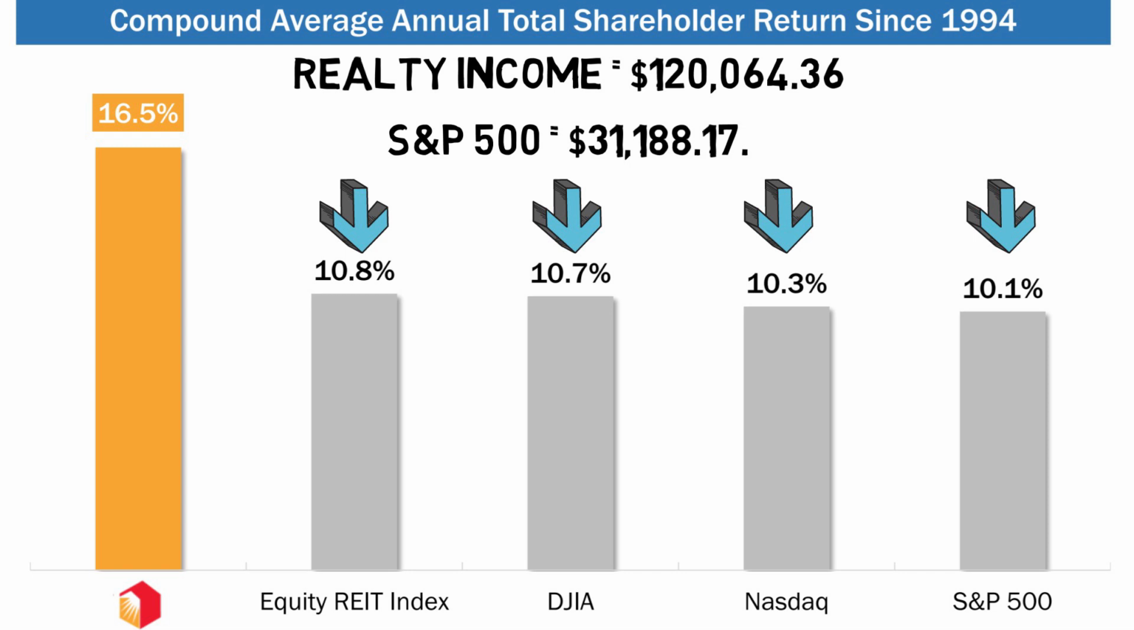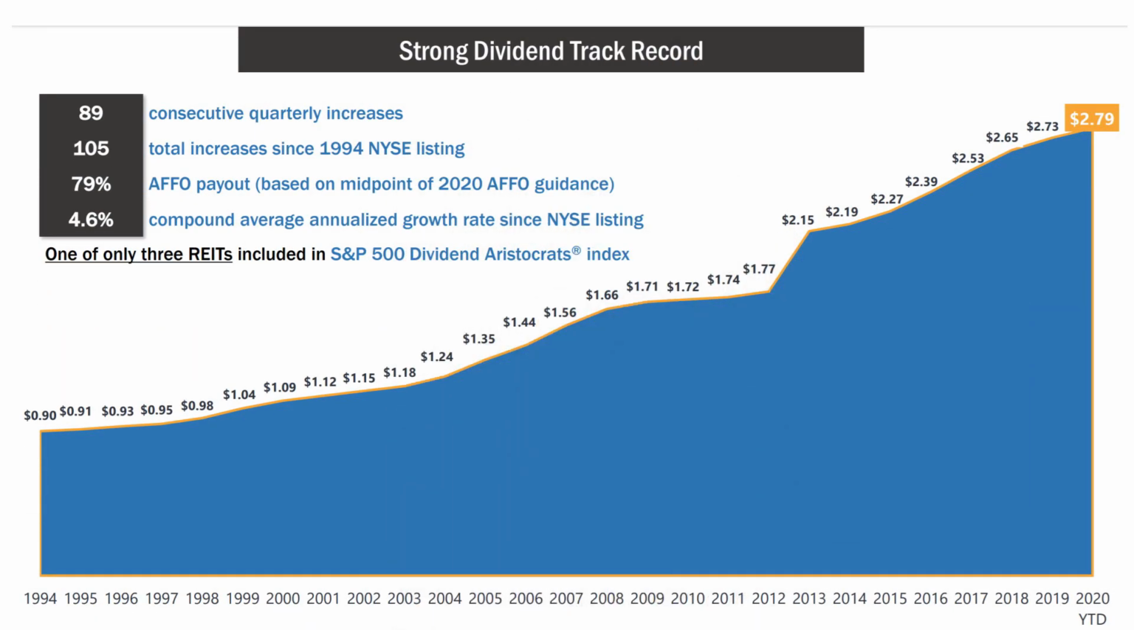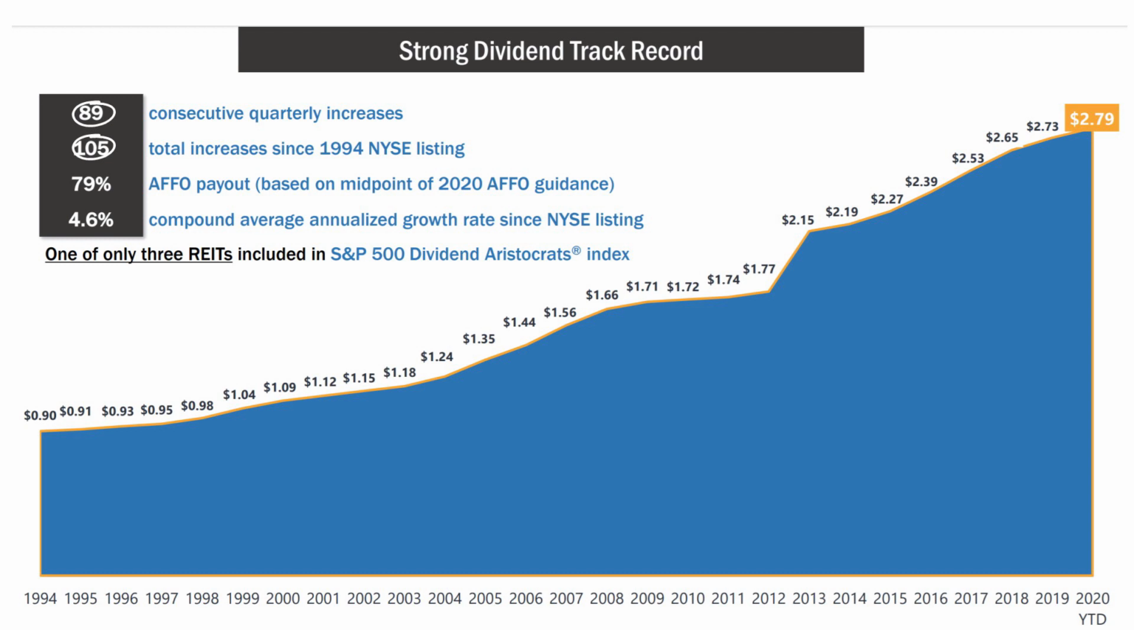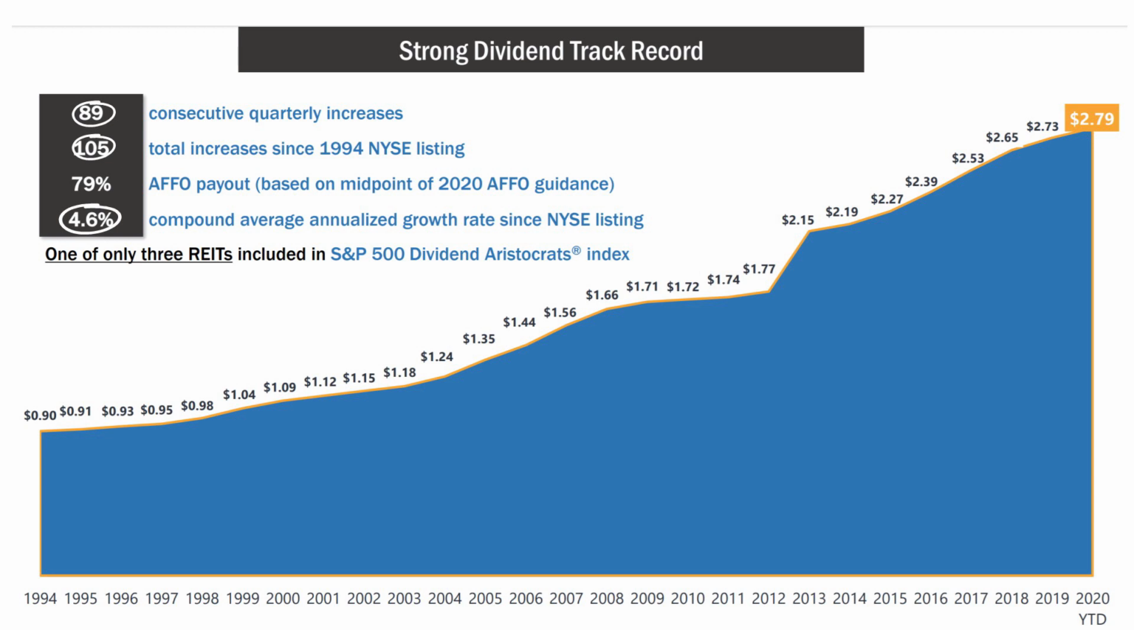Total returns are not the only thing that makes Realty Income special. Look at these amazing dividends. They have consistently grown their monthly dividend payment since 1994 when they IPO'd. They have 89 consecutive quarterly dividend payment increases and 105 total increases since 1994. Their dividends have grown by a compound average annualized growth rate of 4.6%. That is amazing income this REIT is putting in your pocket every single month.